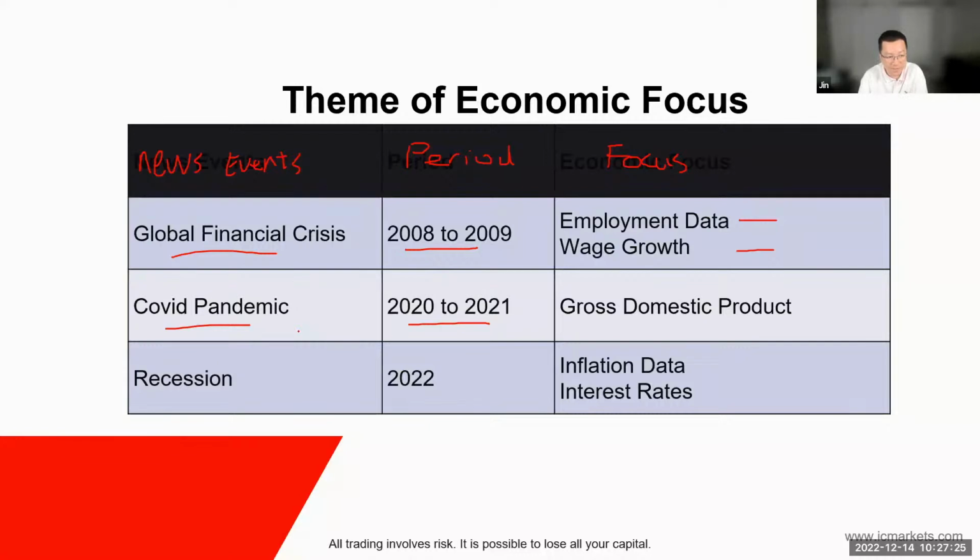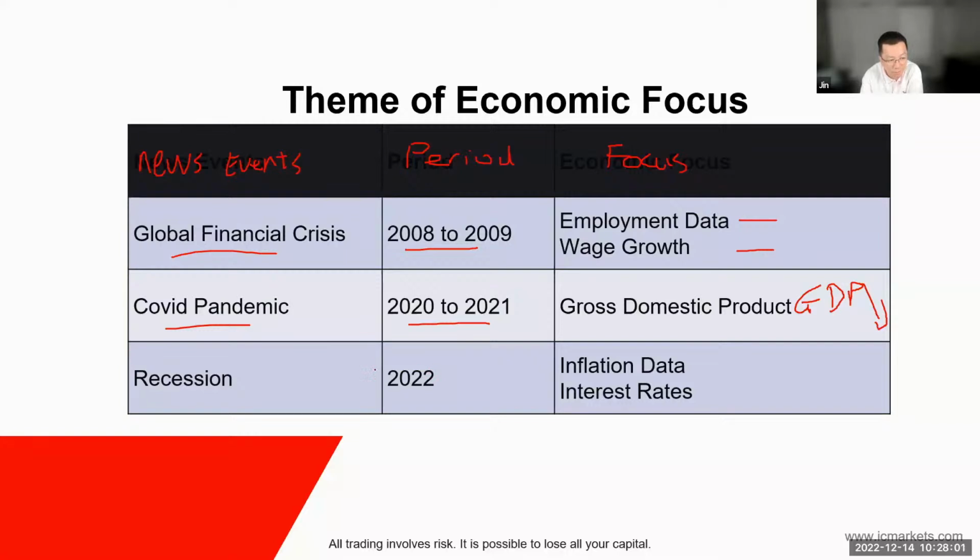What happened at that time? We saw gross domestic product, GDP, dropping significantly because as the pandemic was happening, economies were getting closed. Everything was shut down. No one was traveling. No one was spending. GDP dropped significantly. The focus during those 2 years was: is GDP going to turn back up? How quickly can it recover?